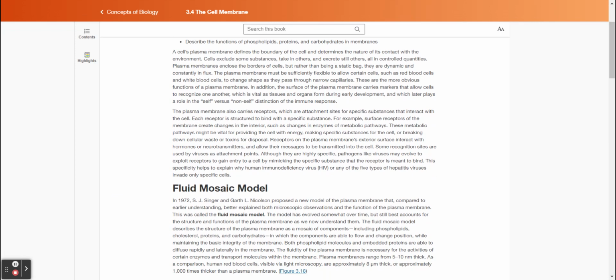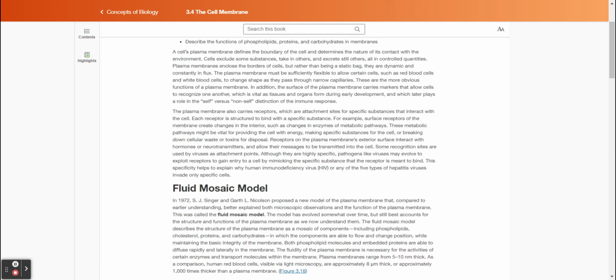A cell's plasma membrane defines the boundary of the cell and determines the nature of its contact with the environment. Cells exclude some substances, take in others, and excrete still others, all in controlled quantities. Plasma membranes enclose the borders of cells, but rather than being a static bag, they are dynamic and constantly in flux. The plasma membrane must be sufficiently flexible to allow certain cells, such as red blood cells and white blood cells, to change shape as they pass through narrow capillaries.